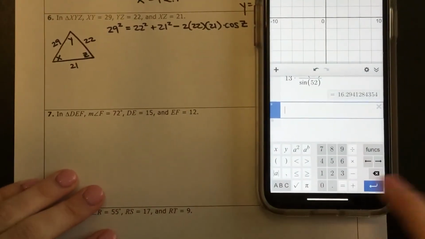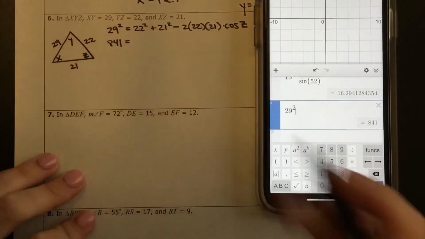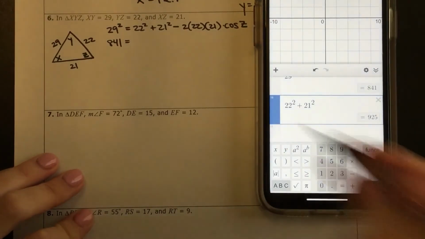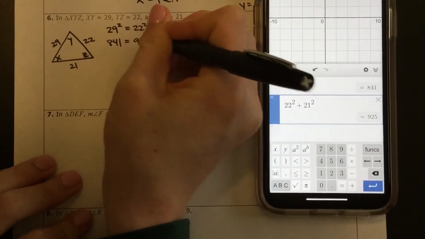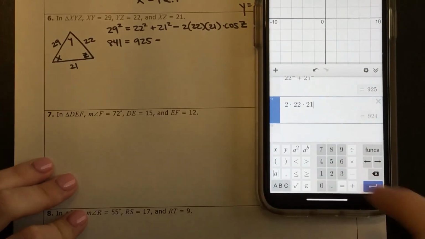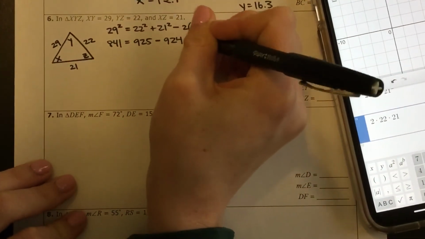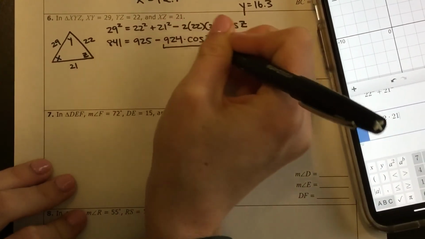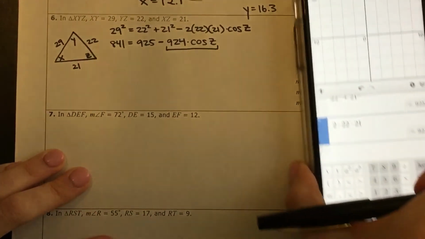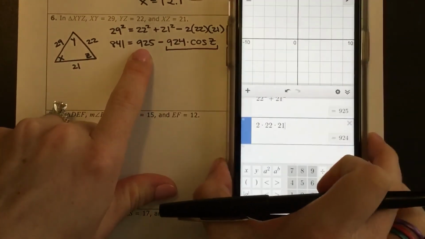So I can do 29 squared, so 841 equals, I can square those 2 and put them together. I get 925 minus, and then this last piece, 2 times 22 times 21 is 924 times the cosine of Z. So remember, this is attached to the cosine of Z. You absolutely cannot subtract those 2 numbers. You will get a very wrong answer. So I solve for this piece. First thing I do here is I subtract the 925 from both sides.